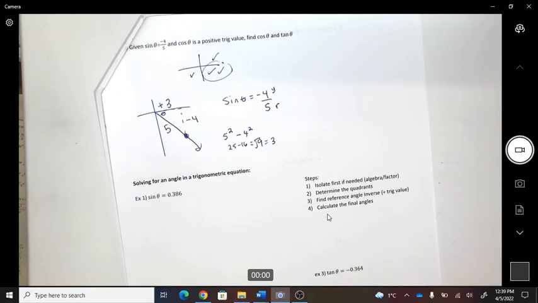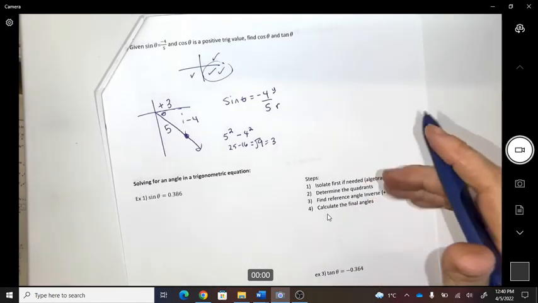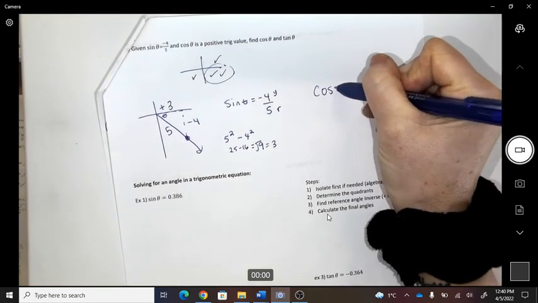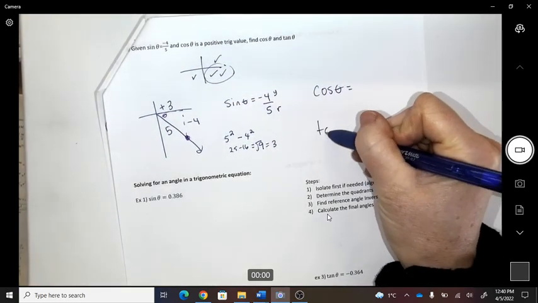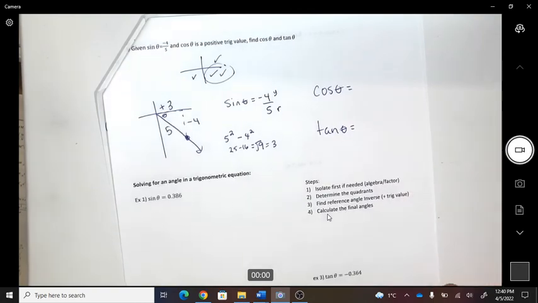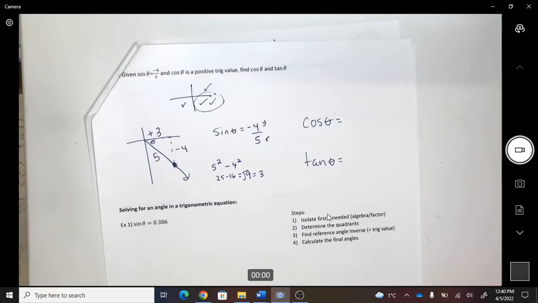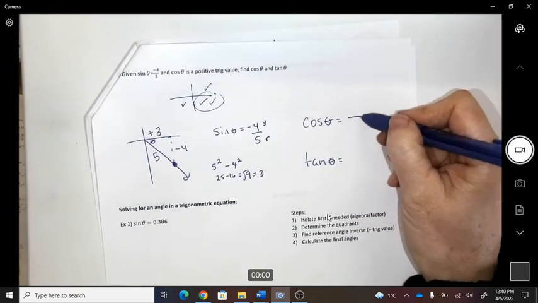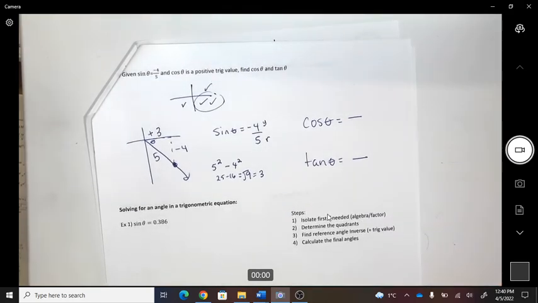Now make sure you understand, is it a positive or negative 3? Okay, now the question. What's the cos of the angle and what's the tan of the angle? So can you write me the fractions for both of those?